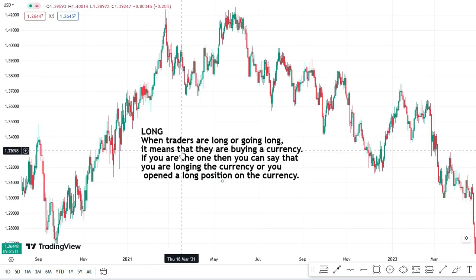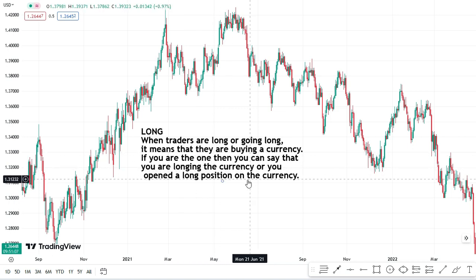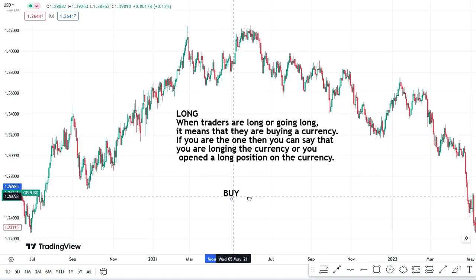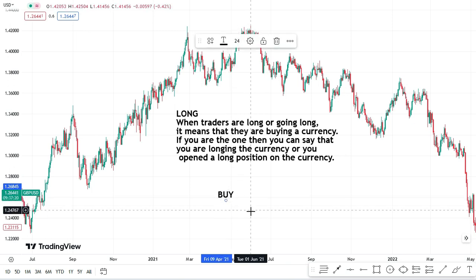Long. When traders are long or going long, it means that they are buying a currency. If you are the one, then you can say that you are longing the currency or you open a long position on the currency. So this long means the same thing with buy. When you're buying a currency, it means you are longing it.